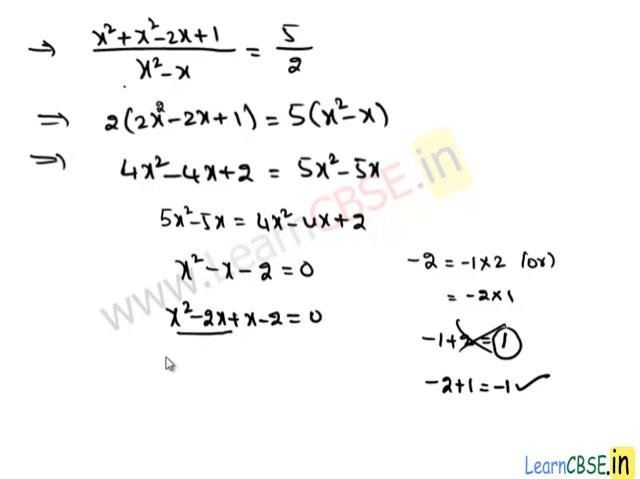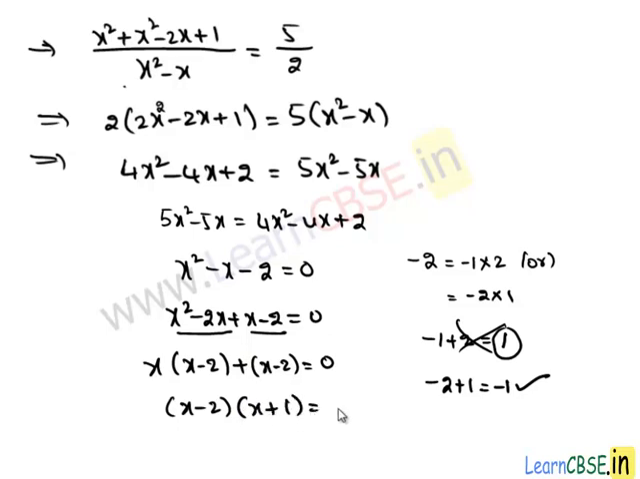Let's take common x from these two terms. We have x times x minus 2 and here we have x minus 2. From these two terms we take x minus 2 common. Then we have x minus 2. Note that here 1 is the coefficient of x minus 2, x plus 1.